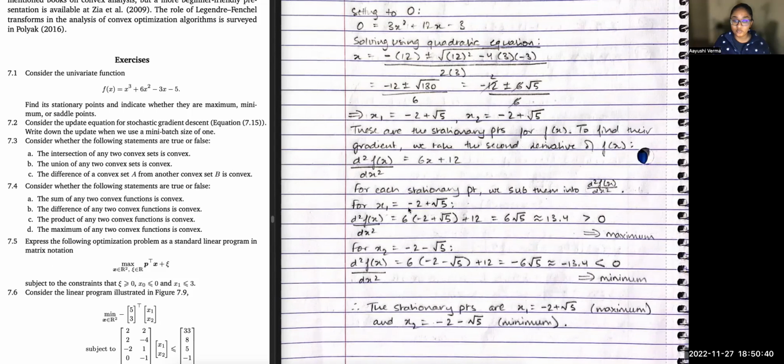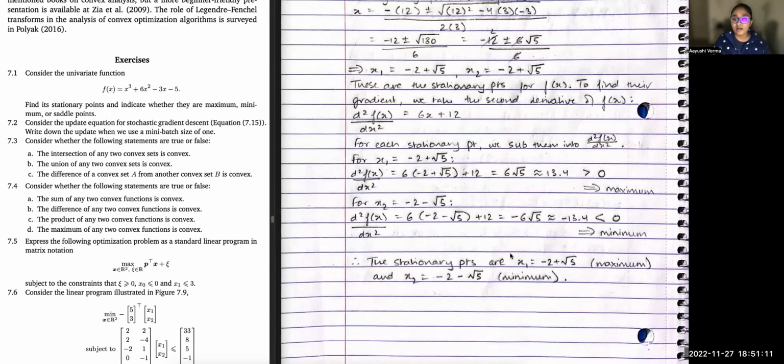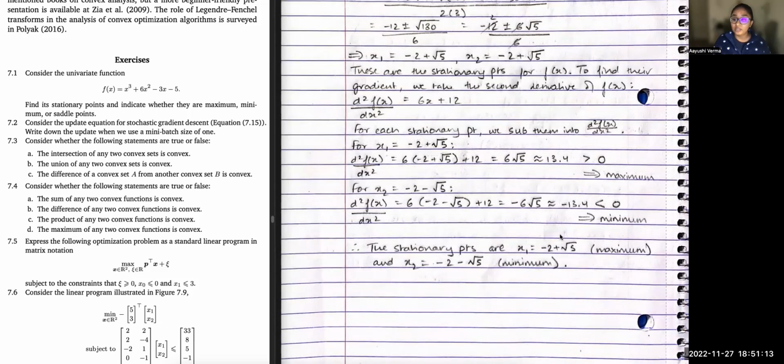So for the first stationary point, which is -2 plus root 5, we sub this in for x, and we obtain roughly 13.4, which is greater than 0, which indicates that it is a minimum point. And for the second stationary point, which is -2 minus root 5, we obtain -13.4, which is less than 0, which indicates that it's a maximum. So that concludes the answer. Our 2 stationary points are -2 plus minus root 5, and they correspond respectively to a minimum and a maximum of the function.